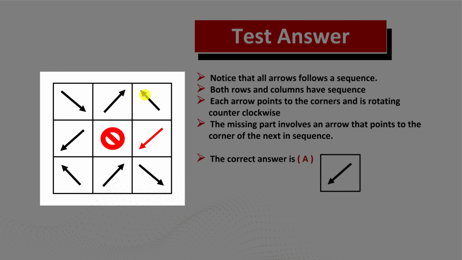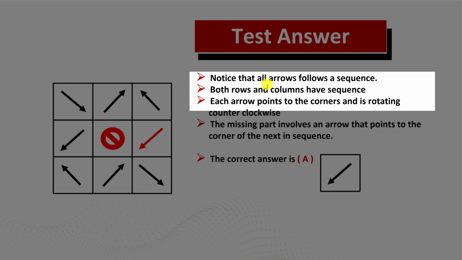So we have the arrow in the upper right box pointing to the upper left corner. The next one would be pointing to the bottom left corner. And then the following one would be pointing to the bottom right corner. You see that this particular arrow in its sequence moves counterclockwise as well.